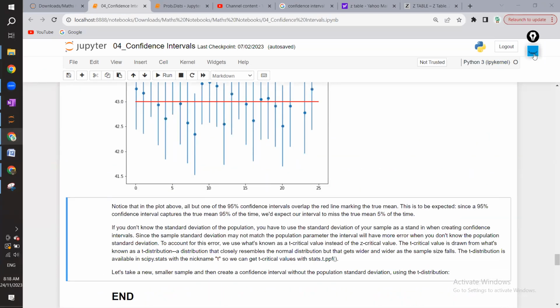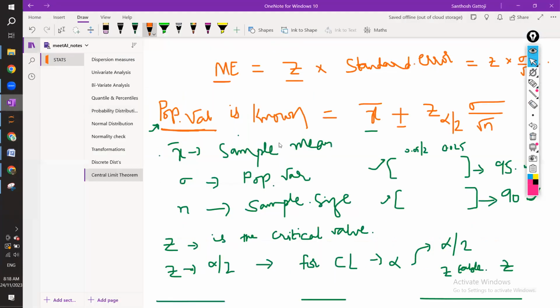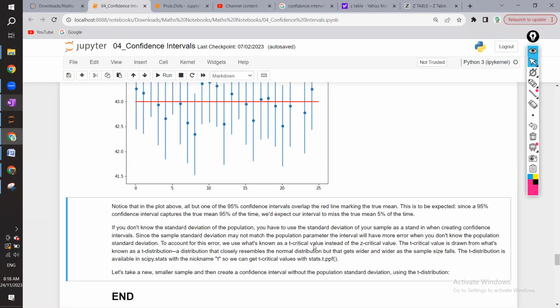Tomorrow you guys will join, right? Saturday. Yes, Santosh. Okay, so tomorrow we will complete the scenario where the population standard deviation is not known. As I said, we will use the T distribution, also called the student distribution.